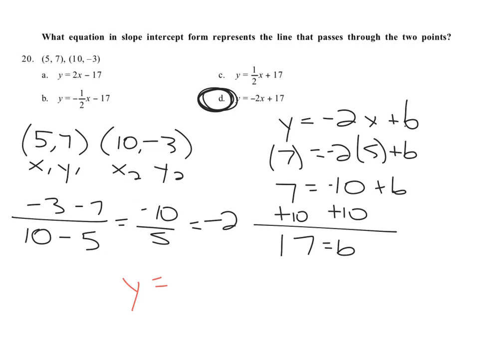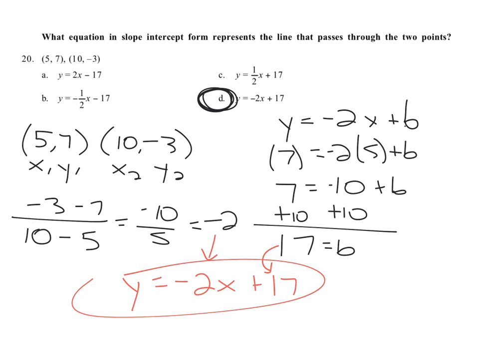So we then should have as an equation y equals -2, the slope we found, x plus 17, the intercept we found. That's the equation, and that fits with D, so our answer is D.